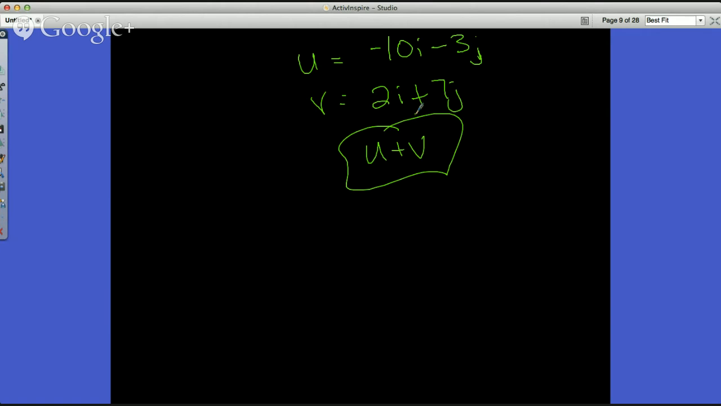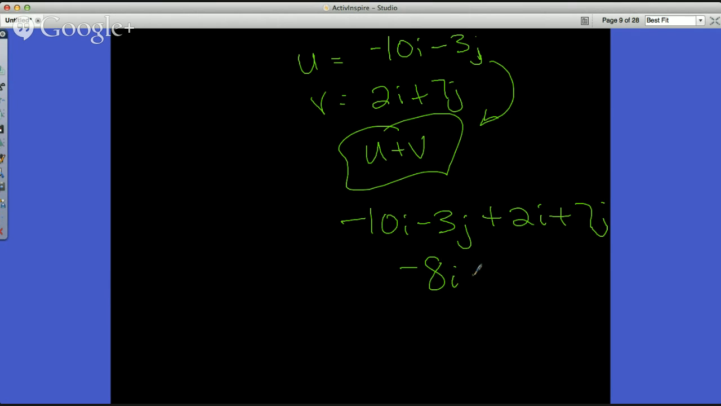All right. Now, on this one is, again, pretty simple with how I would solve. Any ideas of how I would approach this? Add them together, right? So I could literally take negative 10i minus 3j plus 2i plus 7j and just combine together. Now, when I did that, what would I get? Good, negative 8i plus 4j. Excellent.